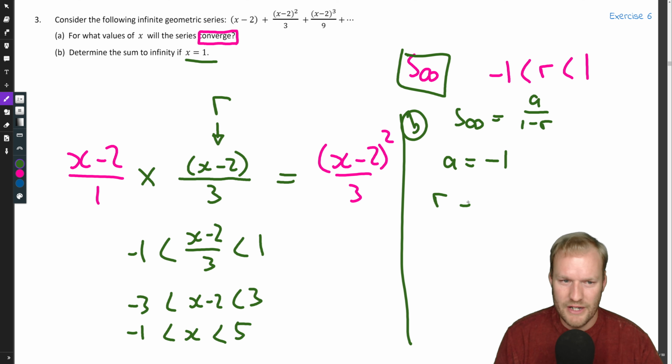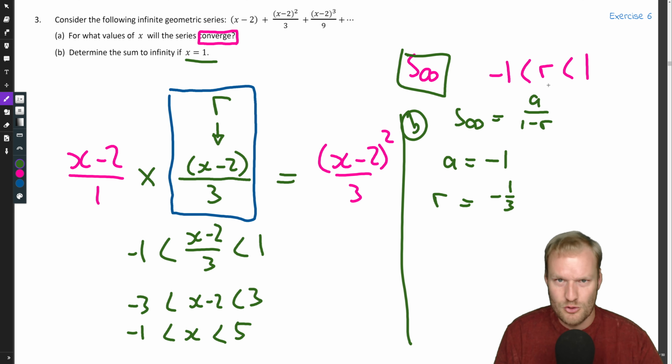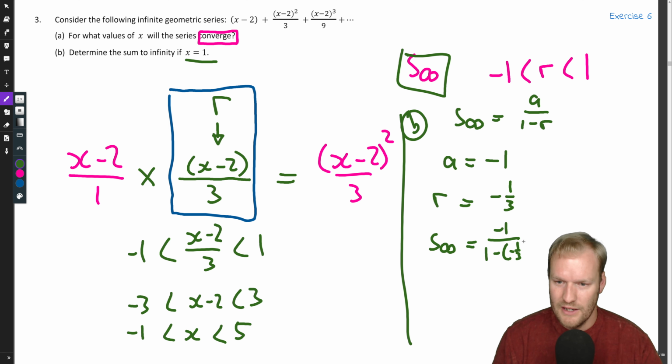And our common ratio, we worked out over here, is (x minus 2) over 3. So if we substitute x equals 1 in here, we get (1 minus 2) over 3, which is -1/3, which does work as it's between -1 and 1. Okay, so here we just need to plug it into our formula. S infinity equals a over 1 minus -1/3. Just be careful of that -1/3.